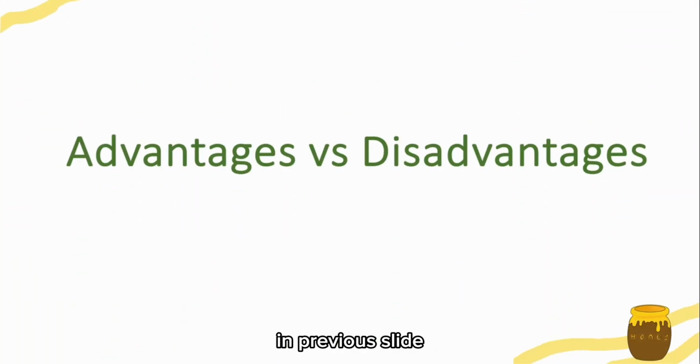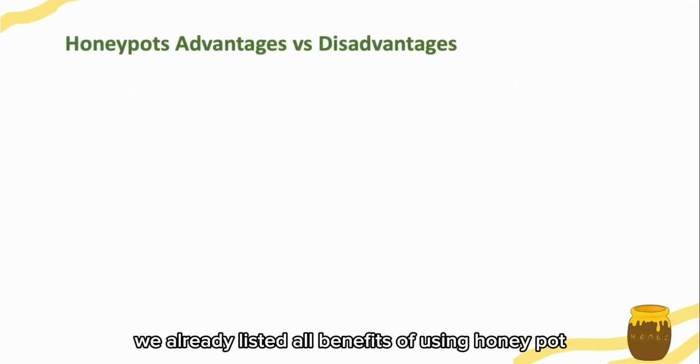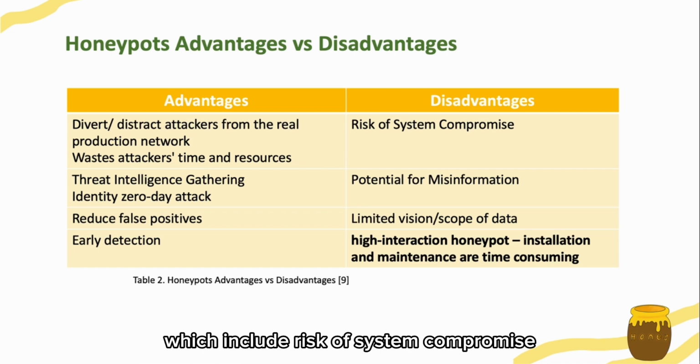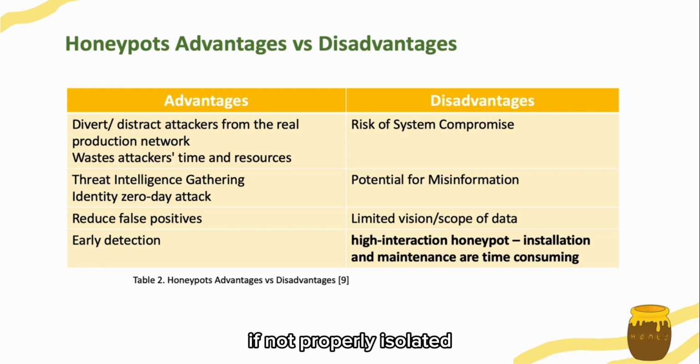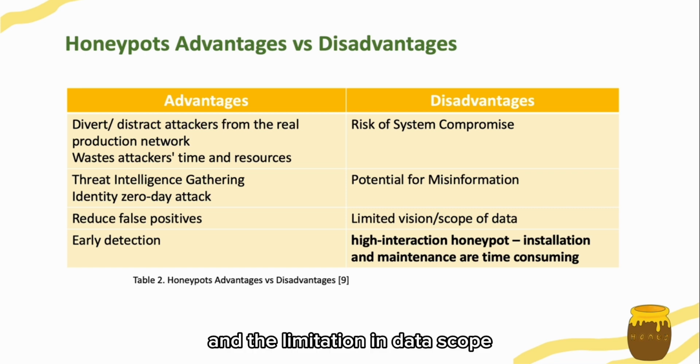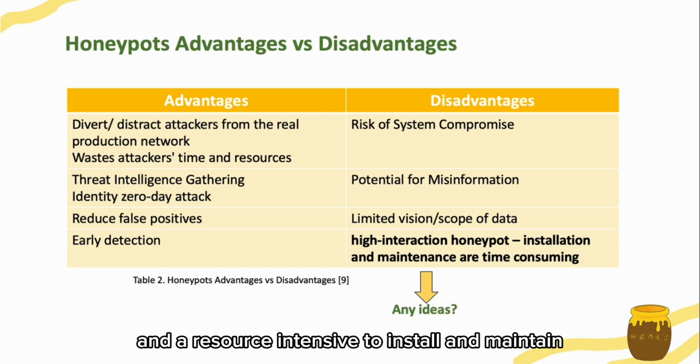In the previous slide, we already listed the benefits of using honeypots, while some disadvantages cannot be neglected, which include the risk of system compromise if not properly isolated, the potential of misinformation if attackers identify the honeypot and deliberately feed it false information, and the limitation in data scope, which means that simple decoy setups may not reflect more sophisticated threats. Additionally, a high interaction honeypot is complex and resource-intensive to install and maintain.